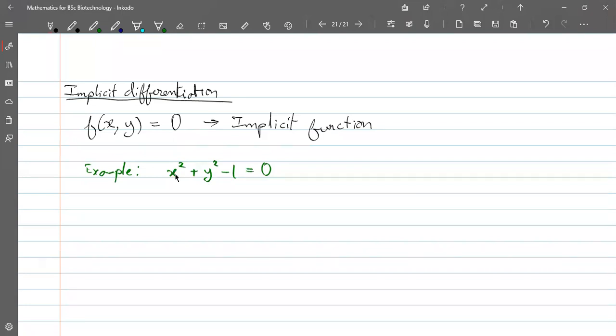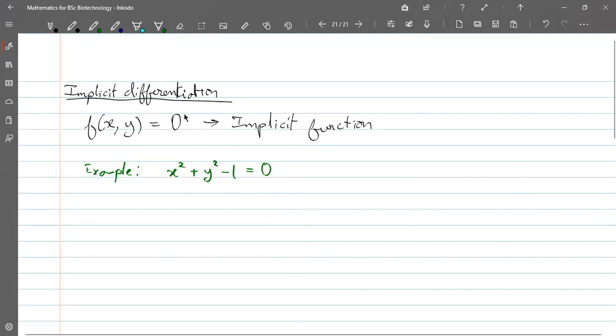So you will fix one of those as dependent and the other as independent. Then you can ask for the derivative of the dependent variable with respect to the independent one. So suppose you want to find dy by dx. We are treating y as the dependent variable and x as the independent variable.